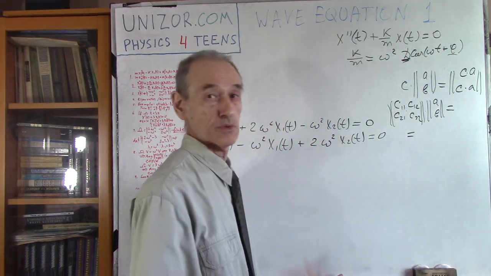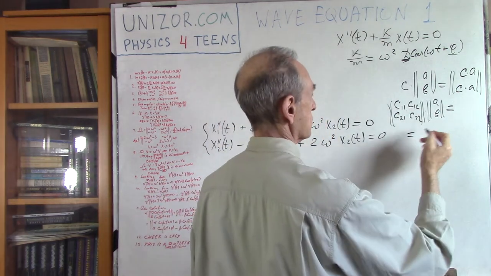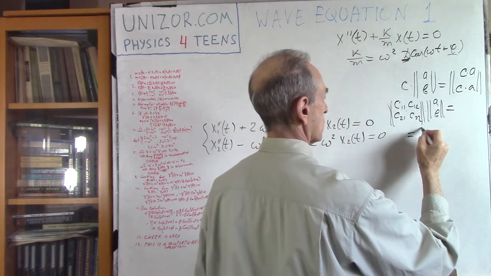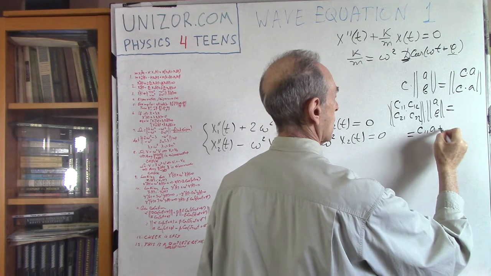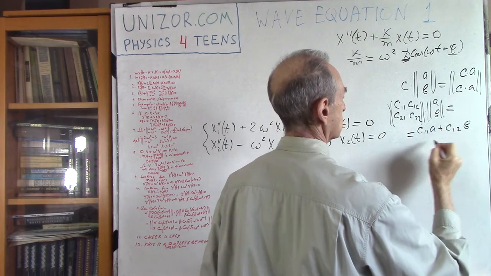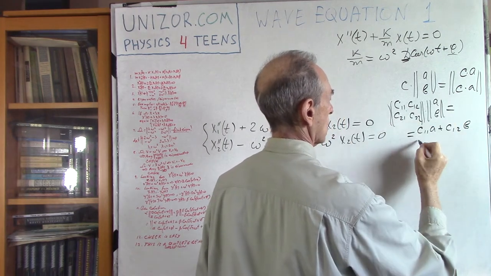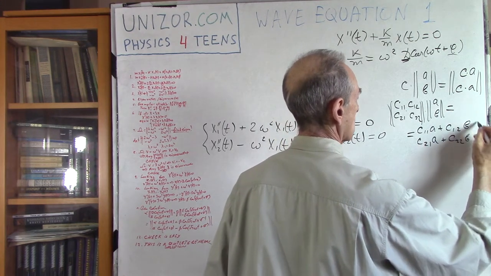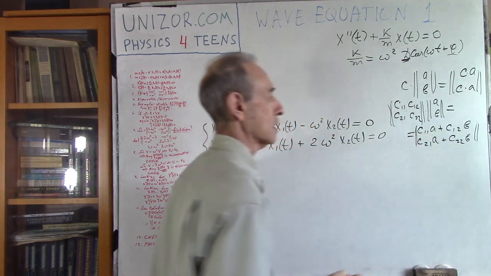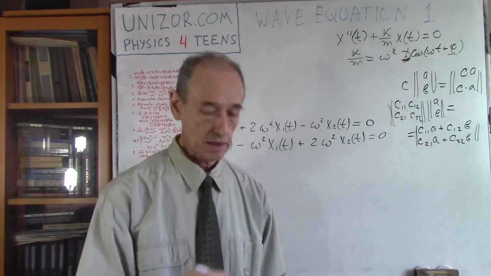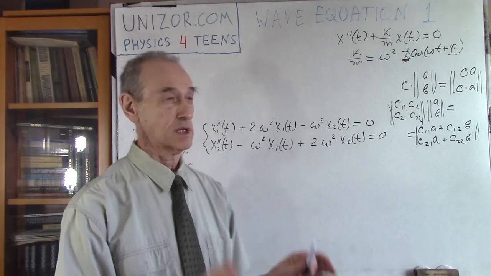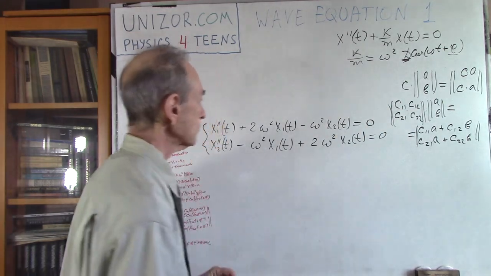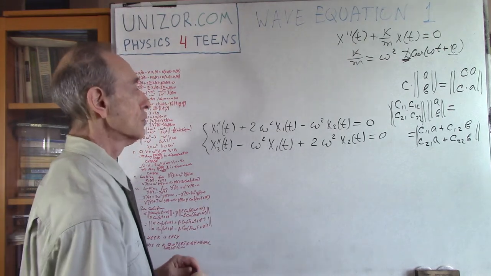Well, in case you forgot about how the multiplication works, let me just remind you. It's the first row times this column, which is C11A plus C12B, and then the second row, C21A plus C22B. That's the result of multiplication. This is how it's all defined, and it has all the nice properties, and I will be using these types of things.